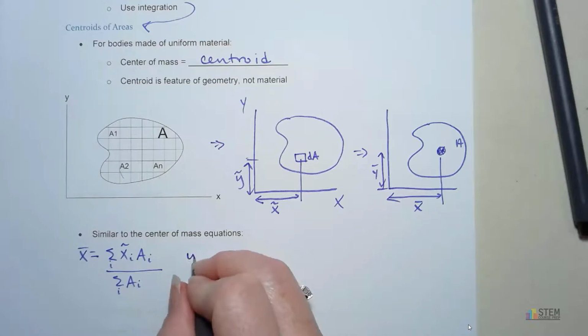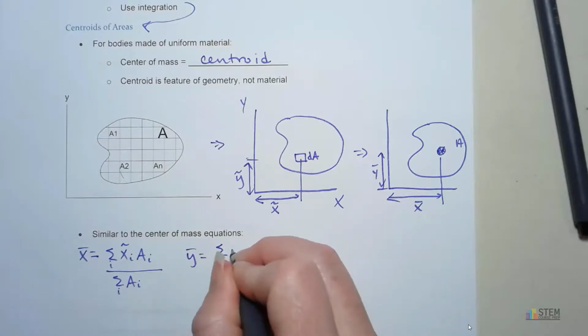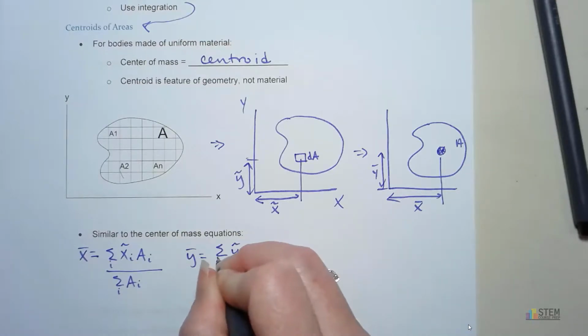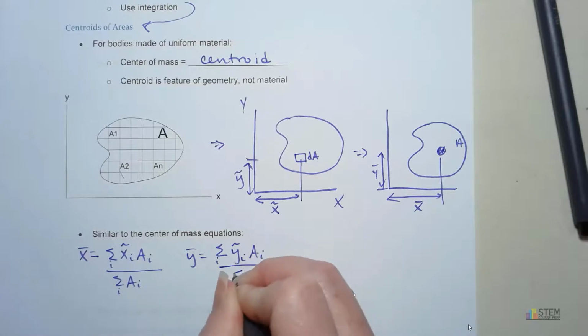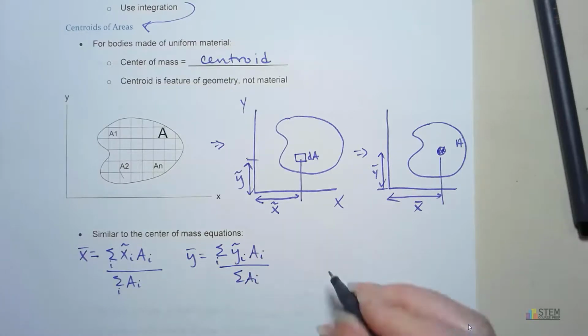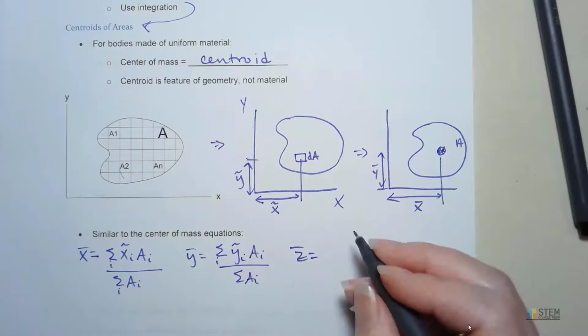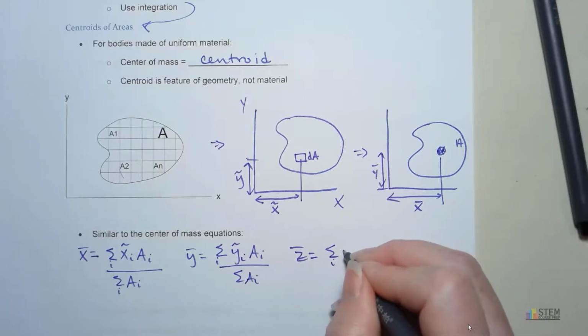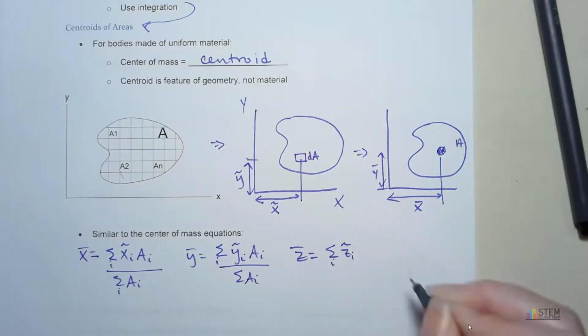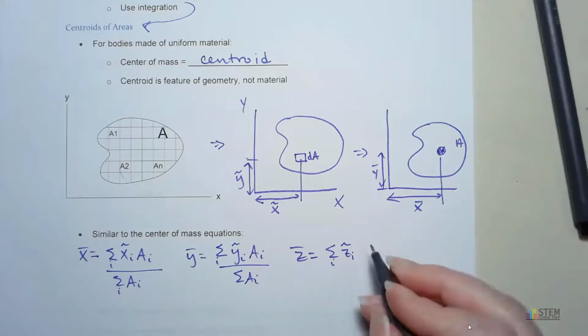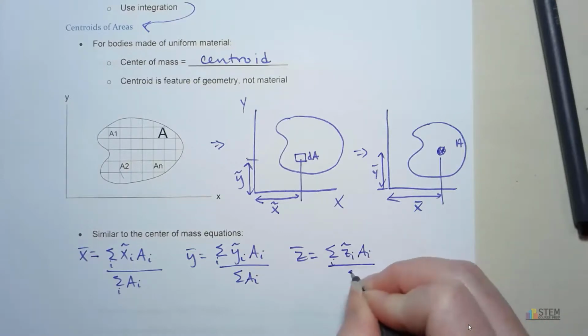That's for X bar. Y bar is something similar. You'll have yi tilde times Ai. Put that over the total area. Then finally Z bar. So that'll be the sum of z tilde times A over the total area.